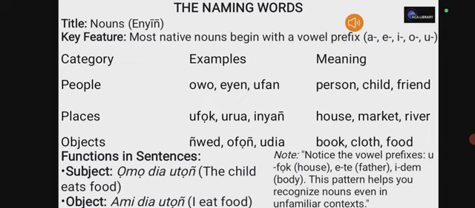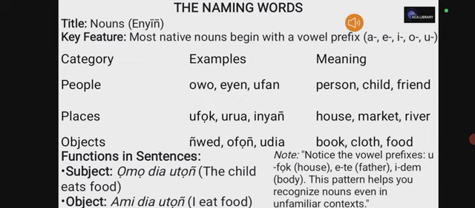If you remove the starting vowel, the word often stops sounding like a native Efik-Ibibio noun and native speakers may not recognize it. Functions in sentences. Nouns can serve as the subject or the object in a sentence. The basic word order is subject, verb, object, so position tells you the role, but tone and verb agreement also help. When a noun is the subject, it performs the action. Example, Omo dio yuto means the child eats food.